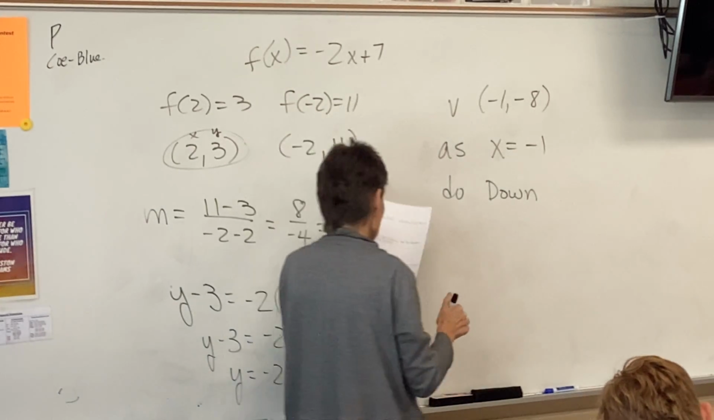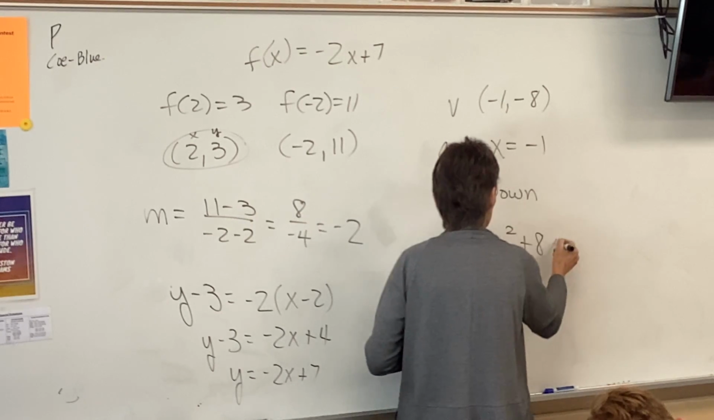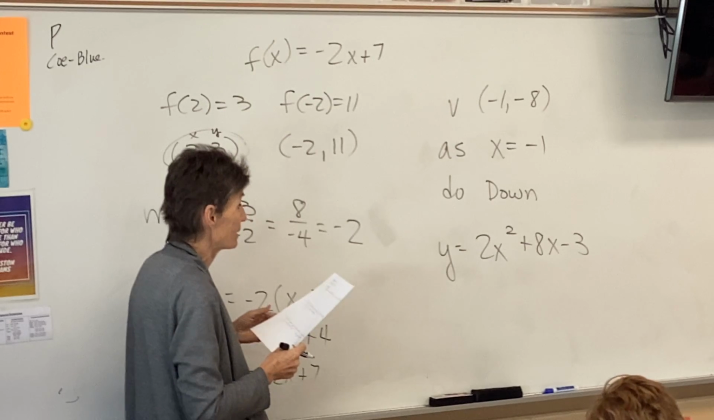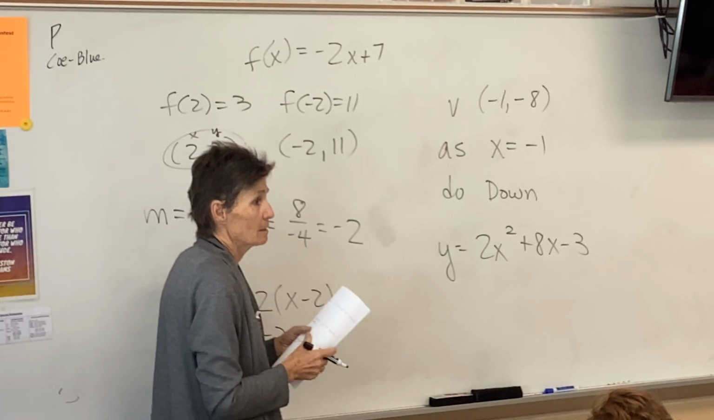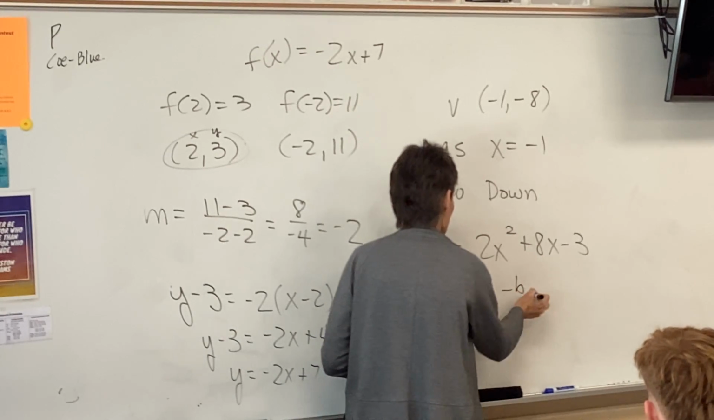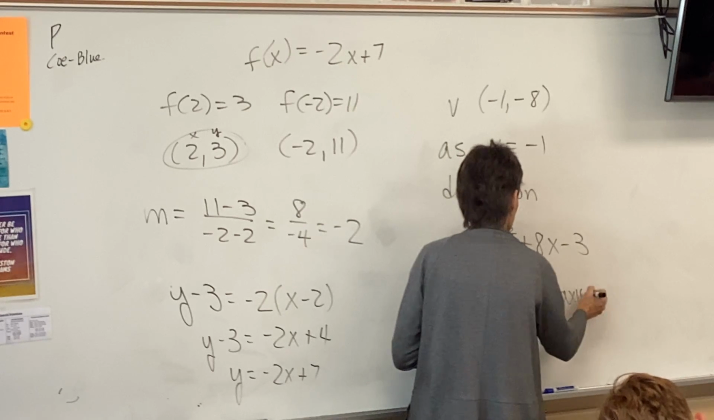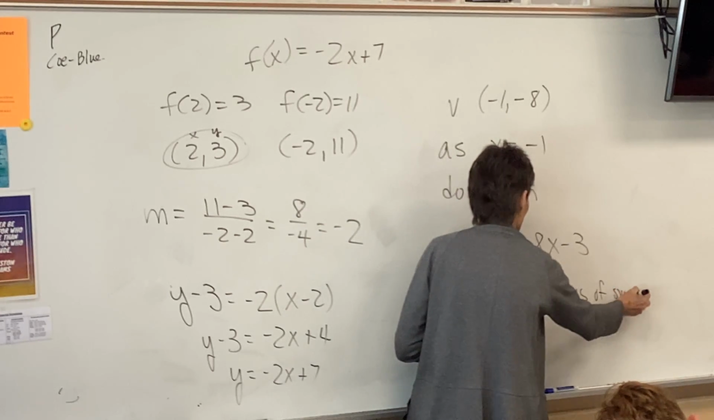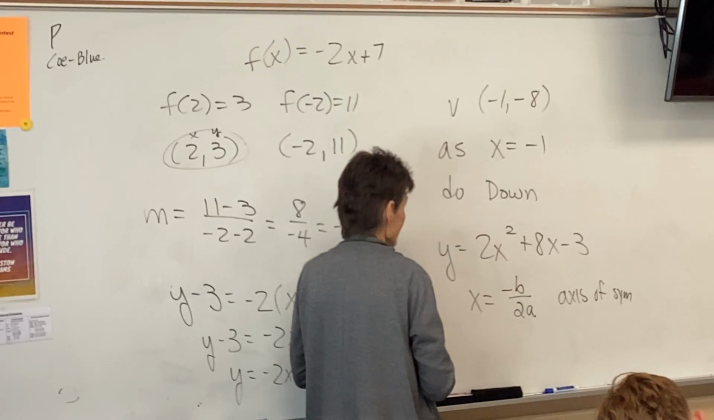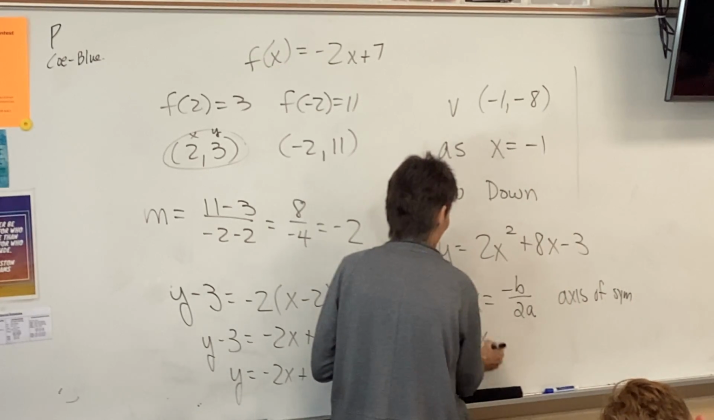The next one is not so easy, but it's still not bad. We have a means of finding our vertex. X equals negative b over 2a. This will give me my axis of symmetry. It's going to say x equals a number. That will be my axis of symmetry. So x equals what?